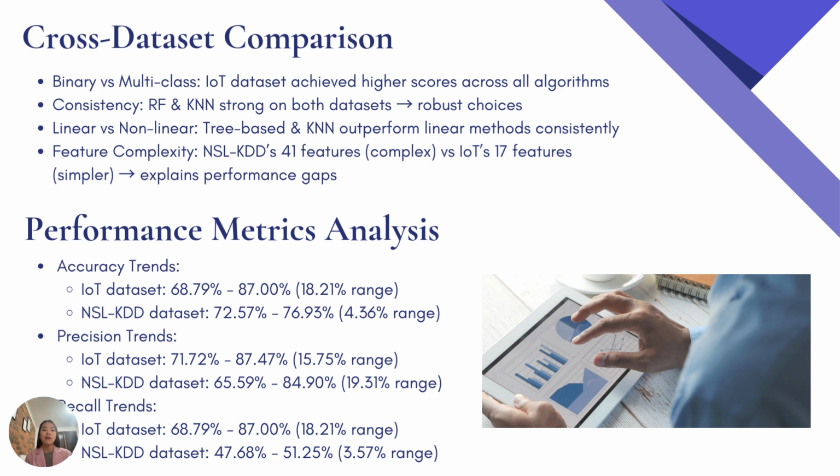So, comparing across the datasets, IoT consistently outperformed NSL-KDD due to binary labels being easier than multi-class. Random Forest and KNN were strong in both datasets, showing robustness. Non-linear methods were generally better than linear ones, and feature complexity mattered. For NSL-KDD, 41 features were harder to model compared to IoT's 17 features.